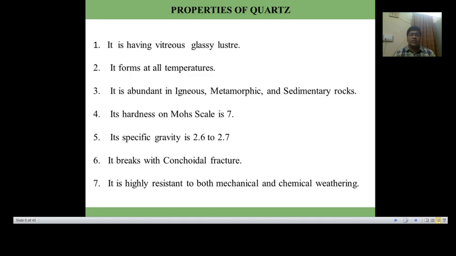It is highly resistant to both mechanical and chemical weathering. Quartz is a hard material, so it is able to withstand mechanical weathering, and it is inert to chemicals and chemical reagents, so it resists both mechanical and chemical weathering.